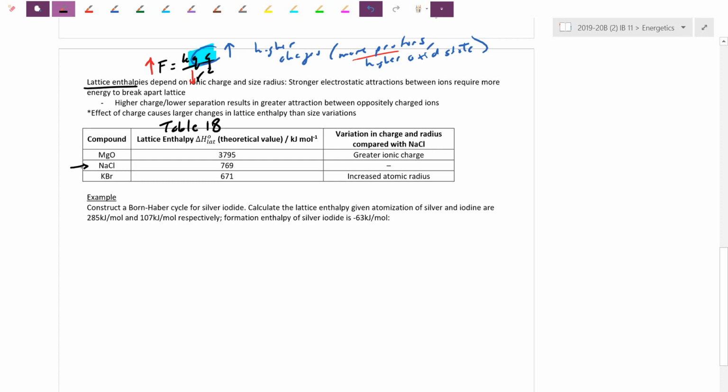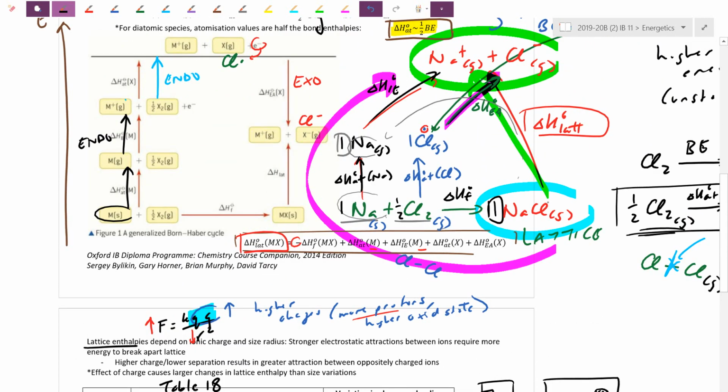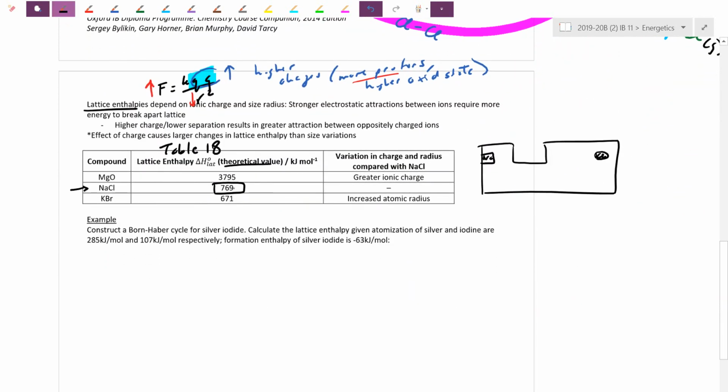Let's start off with NaCl, and let's roughly match out where they are on the periodic table. Na is right here. Cl is right here. They give you the theoretical value for NaCl. The lattice enthalpy is 769 strong. If you want to do this process and completely rip apart the NaCl, assuming you've done all this Born-Haber stuff and ripped it apart to become gas ions, you need to put in 769.